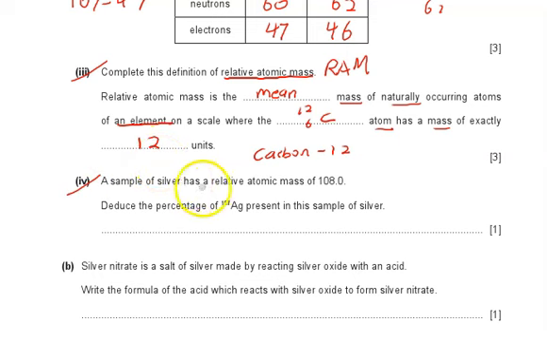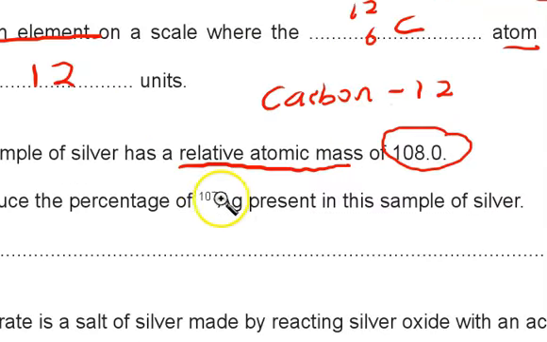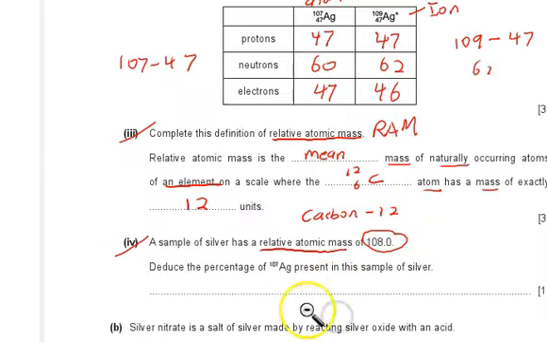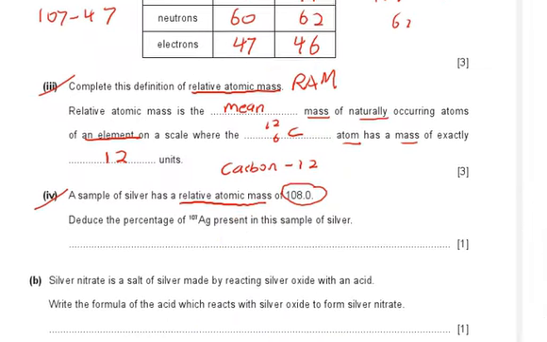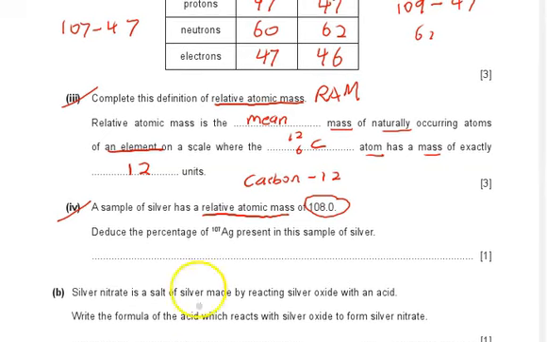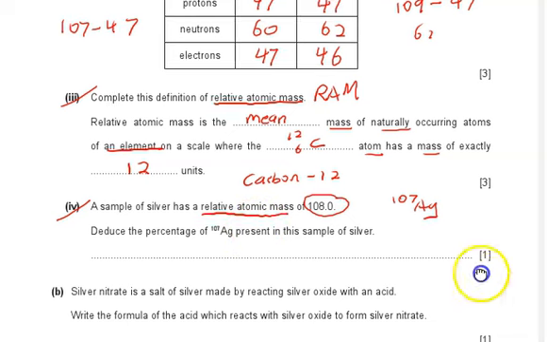A sample of silver has a relative atomic mass of 108. Deduce the percentage of 107 argentum present in the sample of silver. Let me give you another example of how to make this calculation.